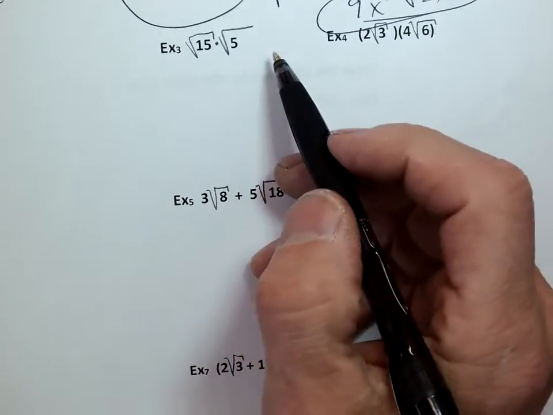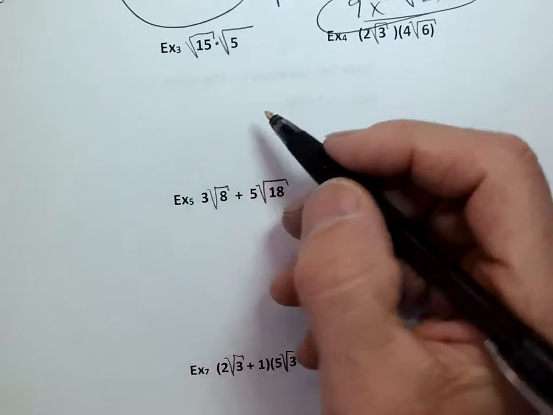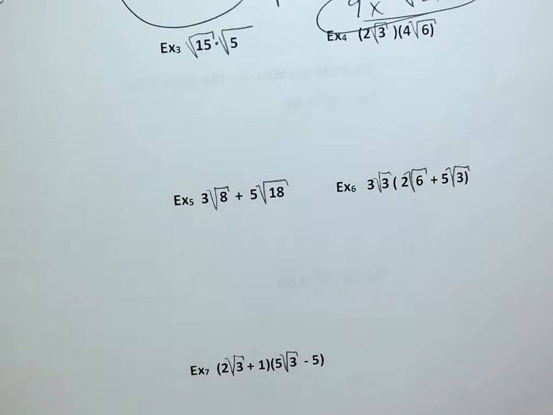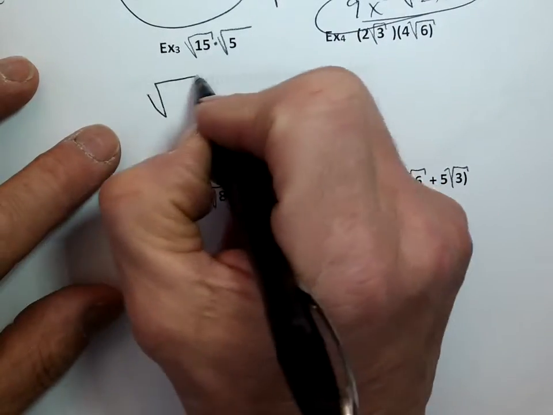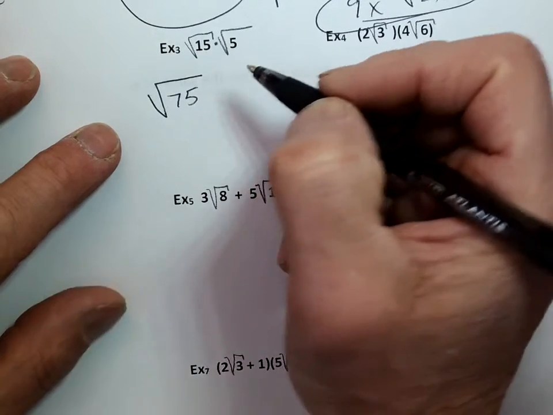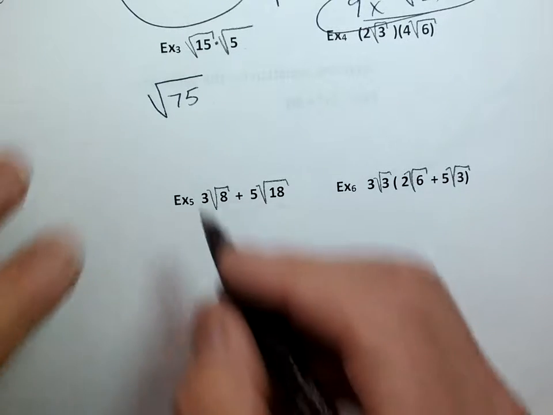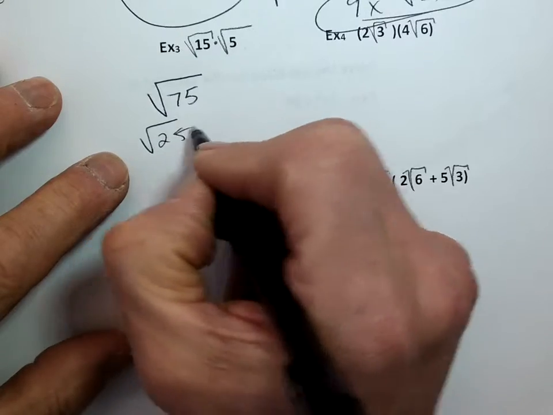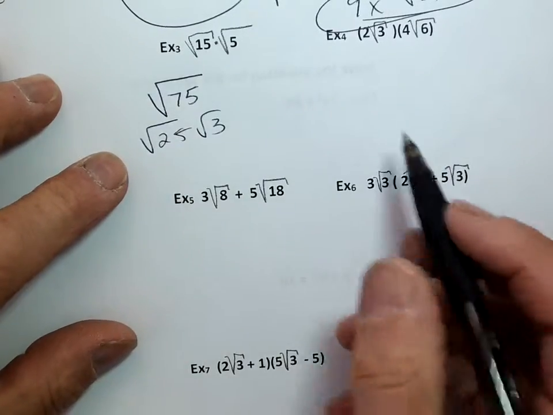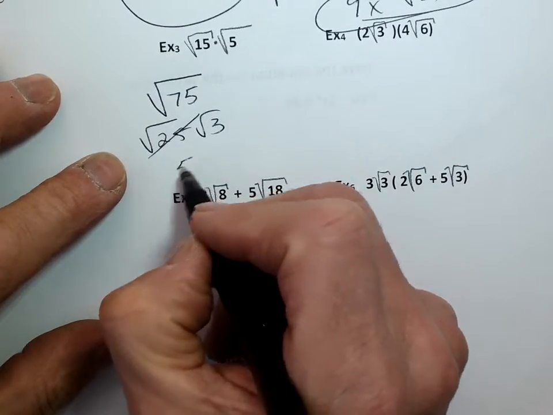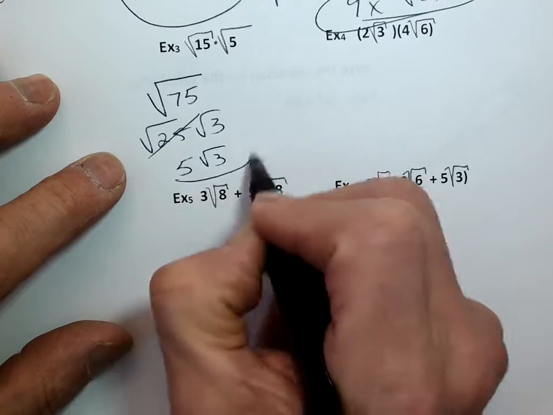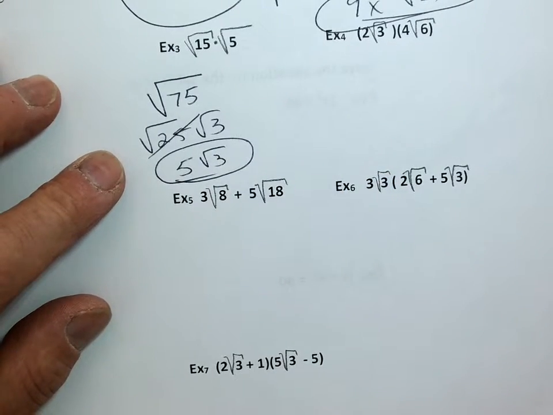Let's multiply, okay? 15 times 5 is 75. But it's still square roots, right? It's still going to be a square root of 75. I haven't taken a square root. I've only multiplied two square roots, right? And then 75, how about 25 and 3? We know we're looking for a perfect square. So square root of 25 times square root of 3. Square root of 25 is plain old 5, square root of 3. There's my answer. Yeah, Johanna.